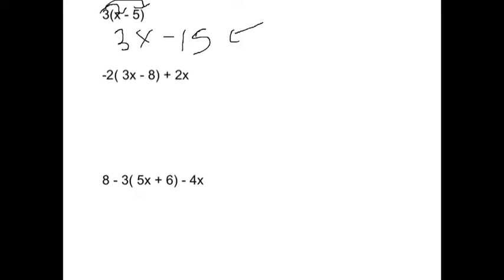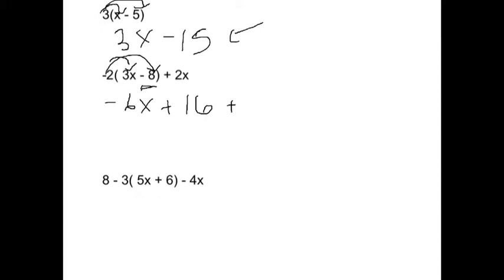For the second example, now it gets a bit trickier because there's a term that's added. In any problem, when you see a set of parentheses, you're going to do what's inside the parentheses first if you can. In this case you can't. There are no exponents, so now you're going to multiply. Distribution is the multiplication step in order of operations. Negative 2 times 3x is negative 6x. Negative 2 times negative 8 is positive 16.